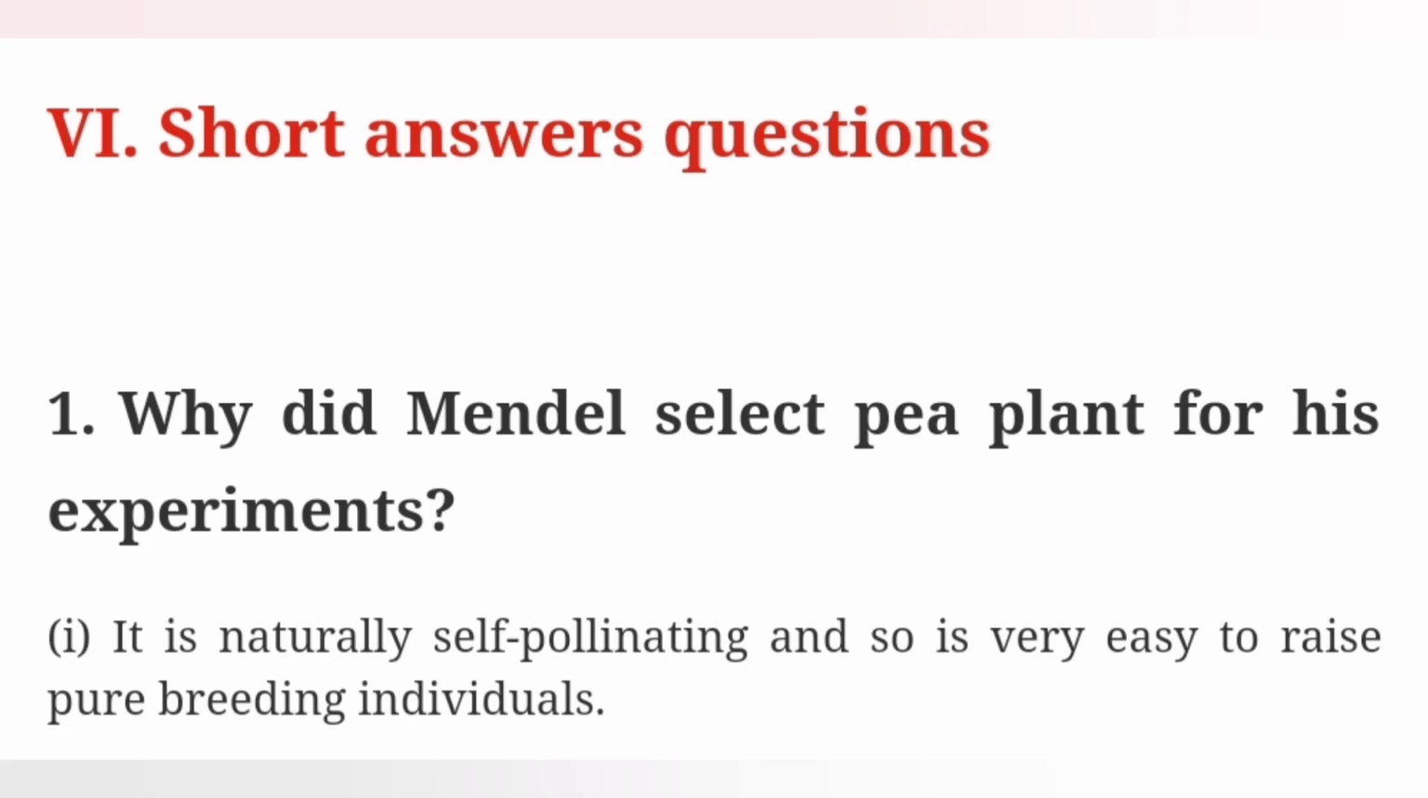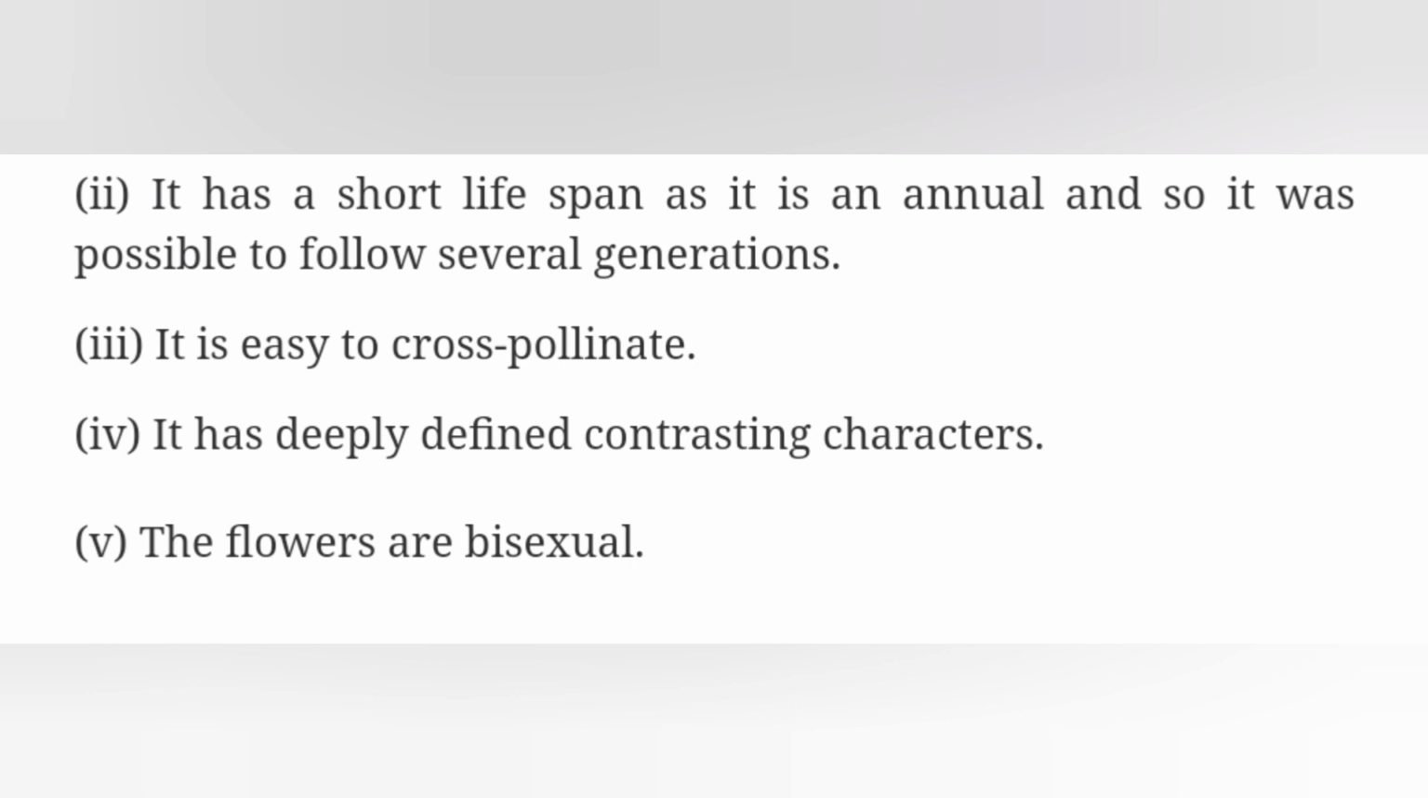First one, why did Mendel select pea plant for his experiments? First point, it is naturally self-pollinating and so is very easy to raise pure breeding individuals. Second point, it has a short lifespan as it is an annual and so it was possible to follow several generations. Third point, it is easy to cross-pollinate. Fourth point, it has distinctly defined contrasting characters. Fifth point, the flowers are bisexual.